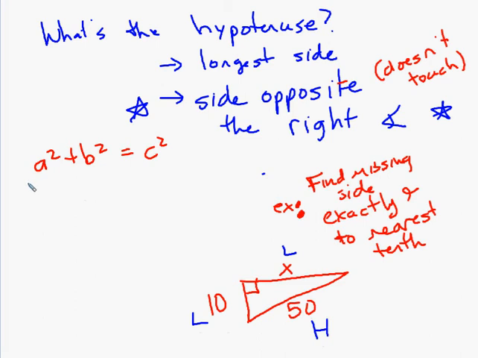Okay, so I'm going to replace, it doesn't matter which one I put the 10 and X in, so I'll just put the X in for A. It doesn't matter, because it means leg squared plus leg squared equals hypotenuse squared. So 10 squared plus x squared equals 50 squared. 50 squared, what is that? Use your calculator.